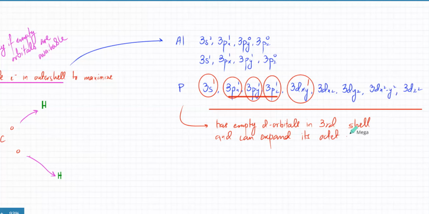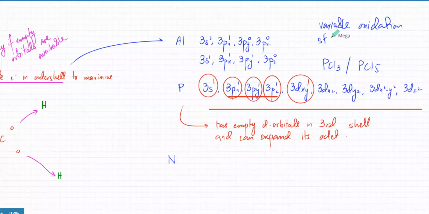But if you talk about nitrogen, nitrogen can't do that. That's not possible for nitrogen, even though it's in the same group. Phosphorus can make 3 bonds. It can also make 5 bonds. So it can form PCl3, and it can also form PCl5 because of this. So there's going to be variable oxidation state. It can form 3 bonds, so it can be +3. It can also form 5 bonds, so it can be +5, due to octet expansion.